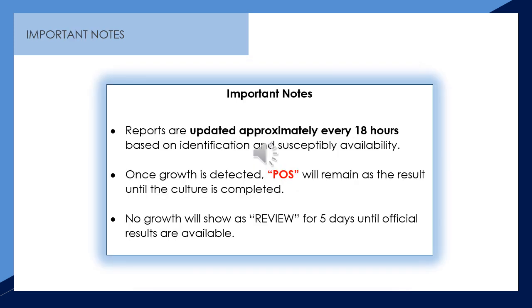A few important notes to keep in mind in the blood culture process. Reports are updated approximately every 18 hours based on identification and susceptibility availability. Once growth is detected, the capital POS in red will remain as the result until the culture is completed. No growth will show as review for 5 days until official results are available.